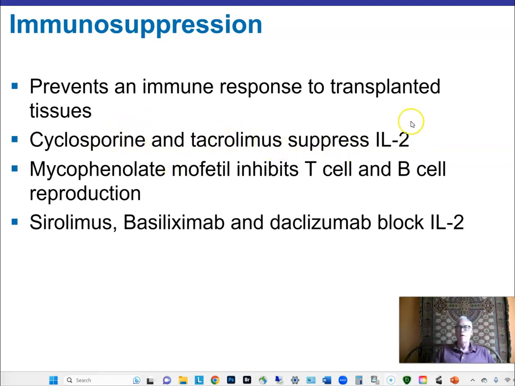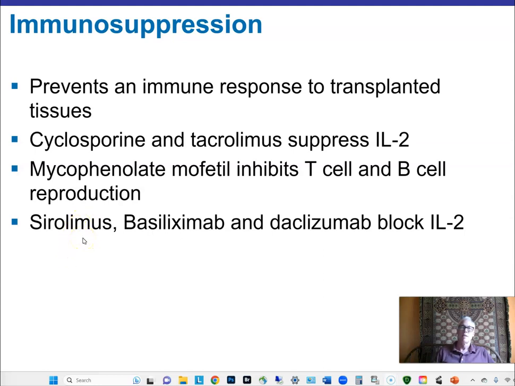Cyclosporin and tacrolimus are drugs that are used to suppress interleukin-2 secretion. We talked about that, a cytokine that's used to activate B and T cells. And if we can just slow down that process a little bit. Mycophenolate mofetil, that's a good word, isn't it? Inhibits T and B cell reproduction.